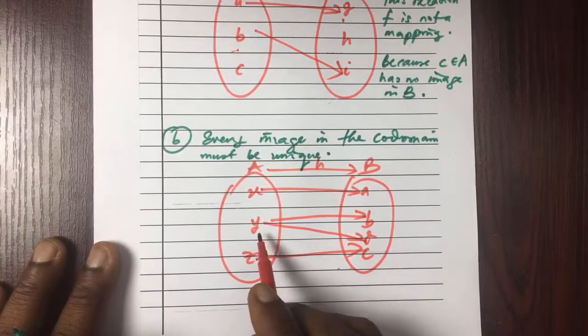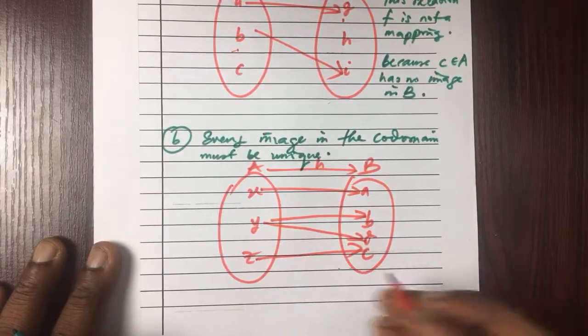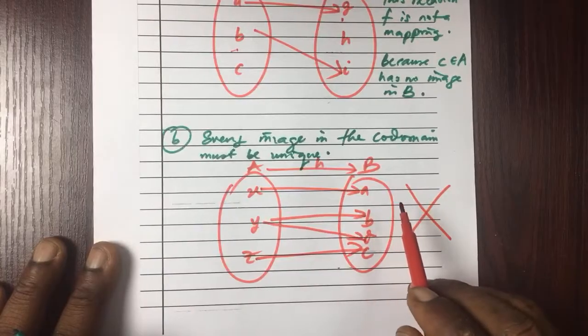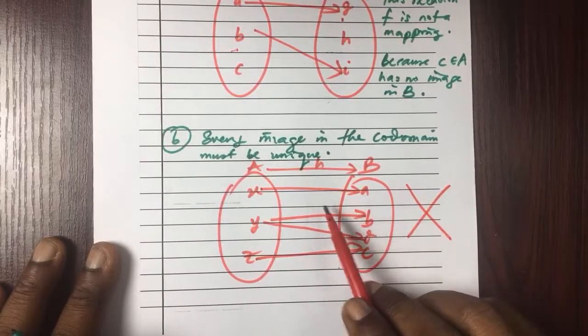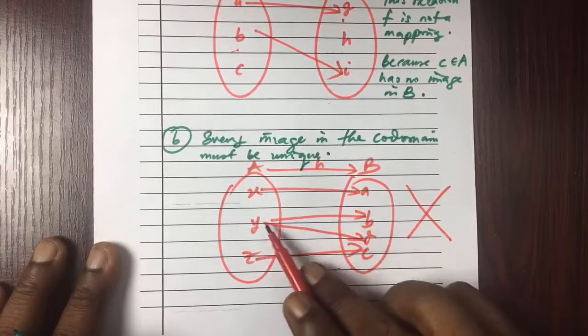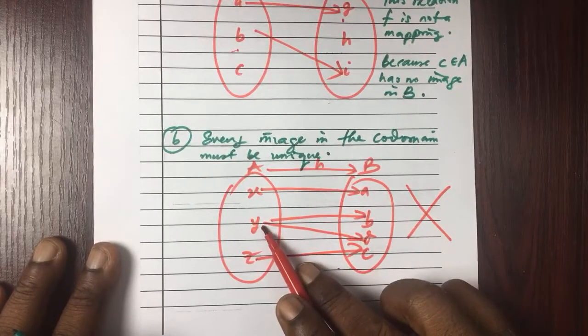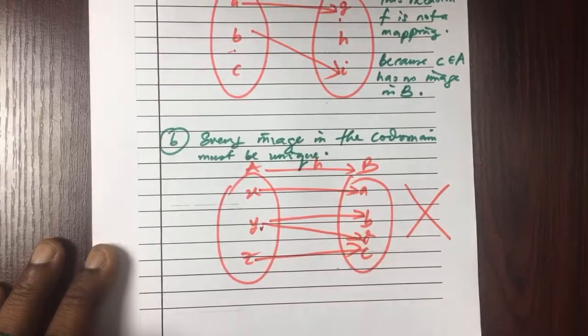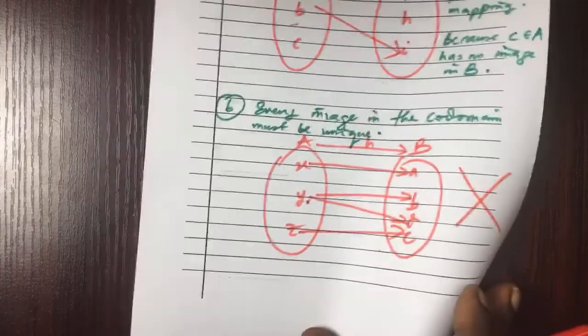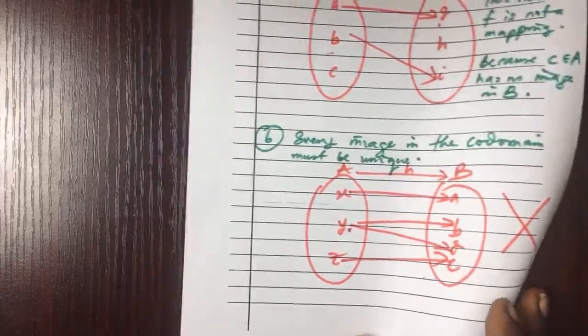So is this relation a mapping? The answer is a big no. It is not a mapping because these images B and D in the codomain have been assigned to one element in the domain. So this relation is simply a relation but not a function.